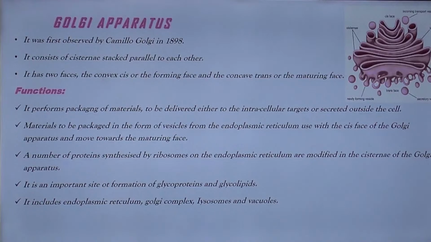Golgi apparatus. So, what is Golgi apparatus? Golgi complex, Golgi apparatus. Golgi apparatus was first observed by Camillo Golgi in 1898. So Golgi is the person who discovered this, and so his name is given here, Camillo Golgi. He is the one who first discovered the Golgi apparatus and observed it in these structures, in 1898.